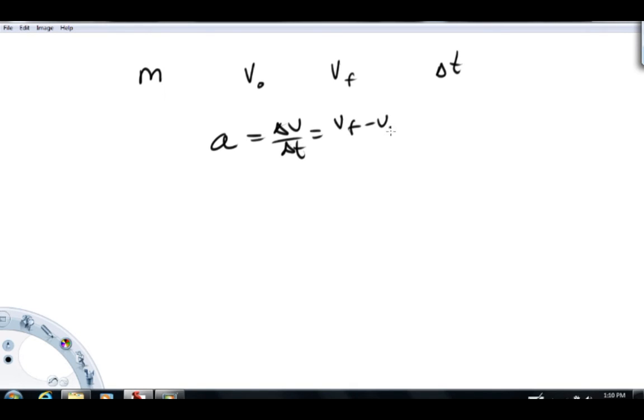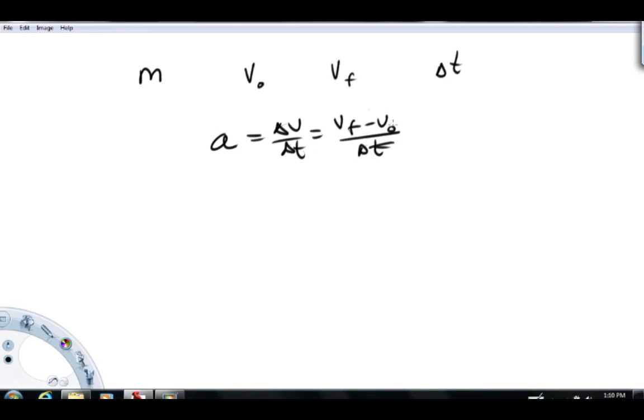Now, your numbers will probably be different than the one I'm looking at, but the important thing to realize is that you've been given a mass, an initial velocity, a final velocity, and a change in time. These are all values given. Part A says, what is the runner's acceleration? Well, acceleration is equal to change in v over change in t. The change in v is equal to v final minus v initial.